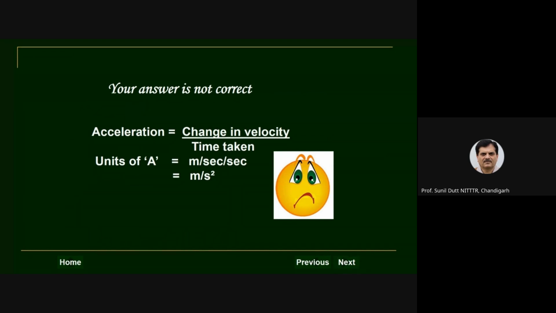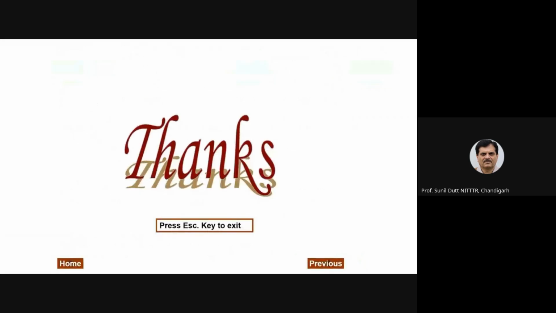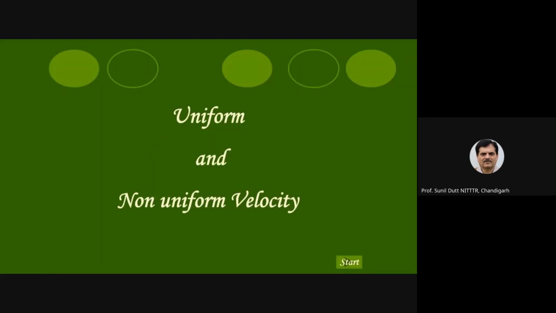Now next. At the end, the whole chapter is summarized. The main points are highlighted in simple language, and at the end, thank you very much. So it means you can either go to the previous slide or you can go to the home page. The home page was this, uniform and non-uniform velocity. So dear learners, in this video you have... So now I must stop here.